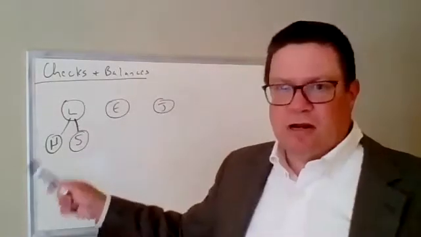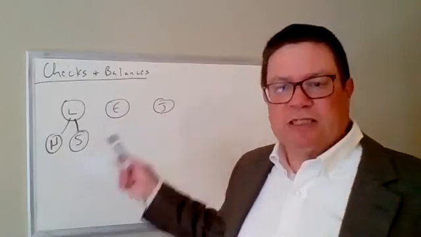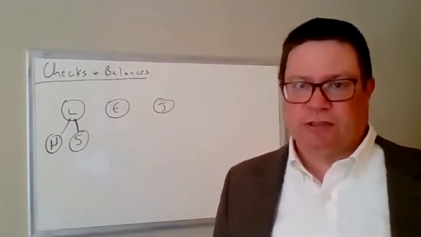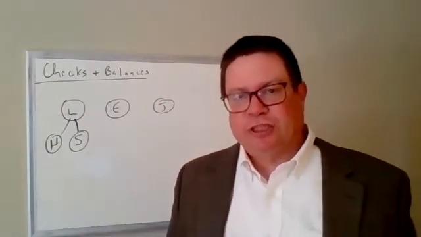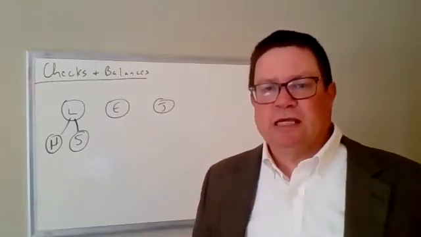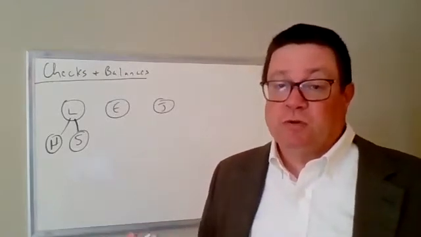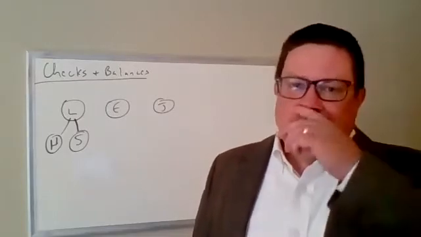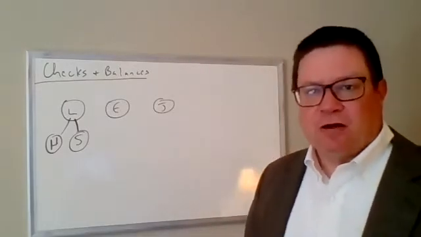These three branches are not completely separated from each other. In other words, they interact with each other. And that energy of interaction and checking each other was integral to the founders' understanding of making sure that no branch would have more power than the other, right? So let's think about what might be a check on government.